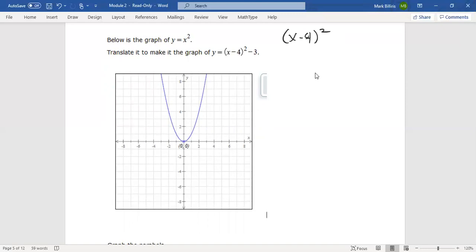Since we have a -4 inside the parentheses, remember that's a horizontal shift, and since it's minus, it's going to be to the right. So our graph's going to shift 4 units to the right. Notice at the end, we have the -3, which is outside the parentheses. So that means our graph is going to shift 3 units down.